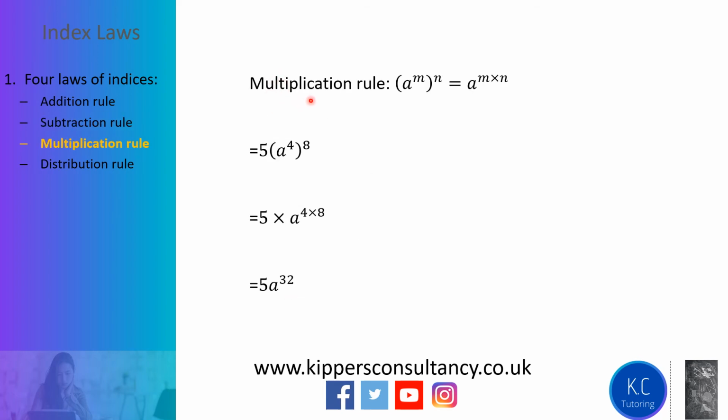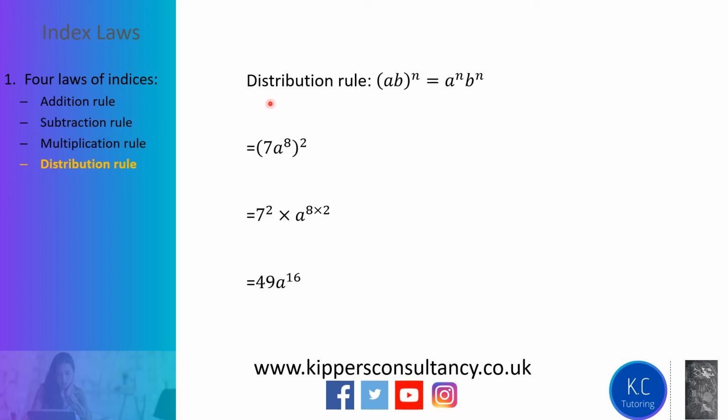Let's now look at an example of the multiplication rule. 5 times a to the power of 4 to the power of 8, where the a term is being raised to the power of 8. Well, the coefficient still stays outside, so that's still 5 times. And we just deal with the bracket. So that becomes a to the power of 4 times 8. 4 8s are 32, so that becomes 5a to the 32.